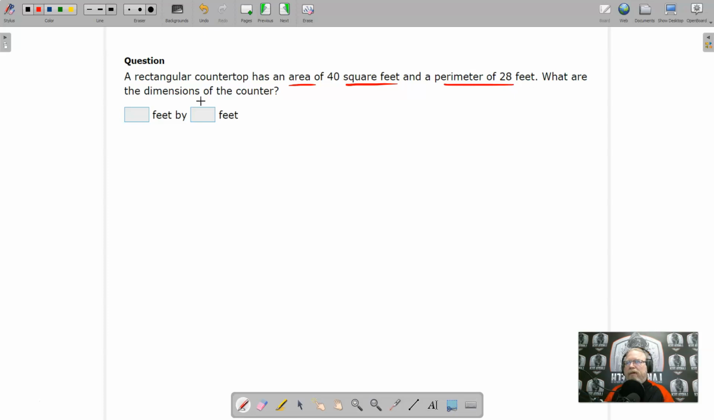Well, let's go back to perimeter. This is going to be a rectangular countertop, most likely. So we know that perimeter is going to be equal to 2 times the quantity of A plus B, where A is one side and B is the other side, right? And we know that area is equal to length times width, or A times B, right?